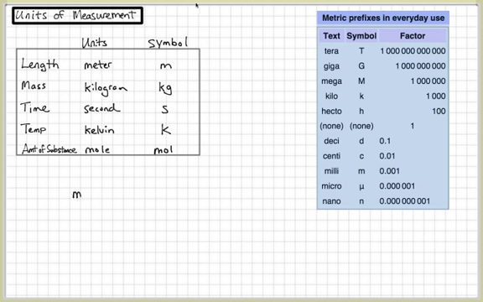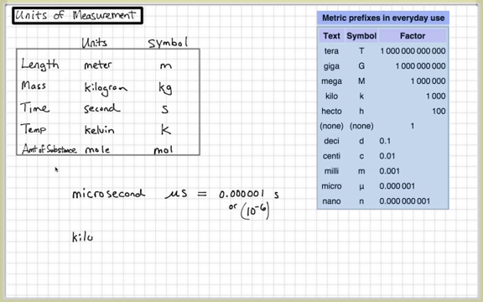As an example, microsecond, this would be written as μs. Micro, we see in the table, has a factor associated with it of 10 to the minus sixth, so 0.000001. And so it modifies the SI unit second by 10 to the minus sixth. So microsecond is equal to 10 to the minus sixth seconds.